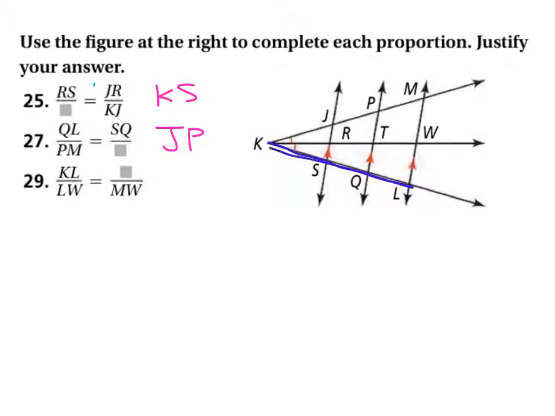KL, this whole long side of this triangle here, KL is to LW, this bottom side. So we're dealing with the triangle angle bisector theorem. LW as what is to MW, and where's MW is here, across from that. So what we're looking for is this final section here, and that's going to match with the other side here. So that's this. So KL is to LW as KM is to MW. That's it.